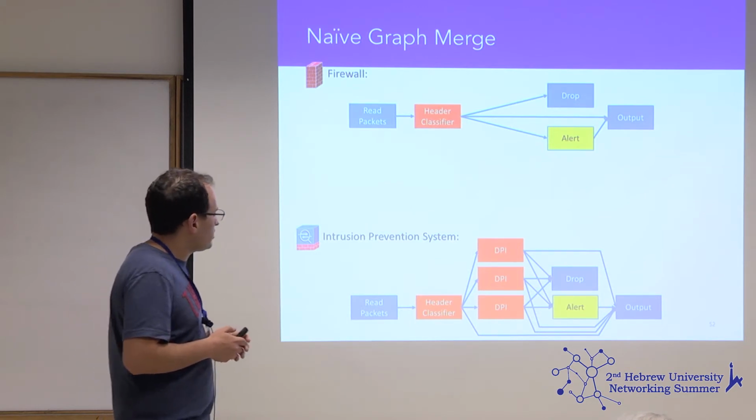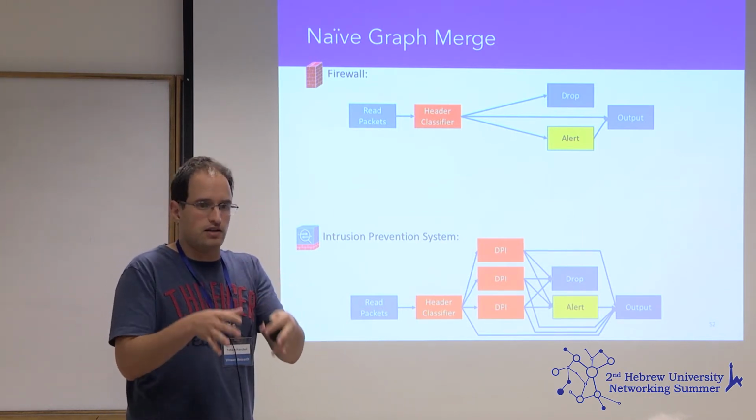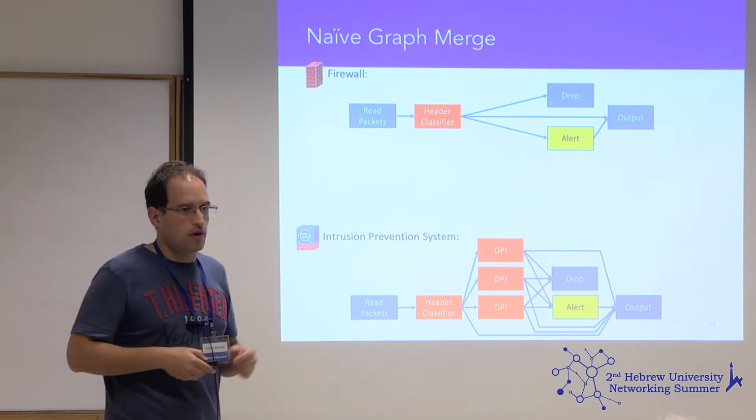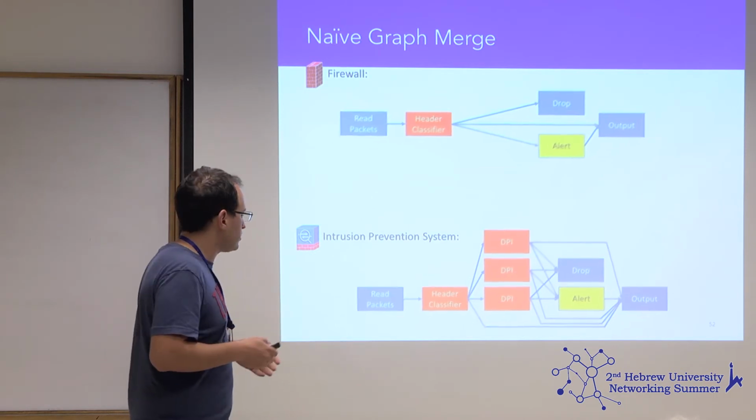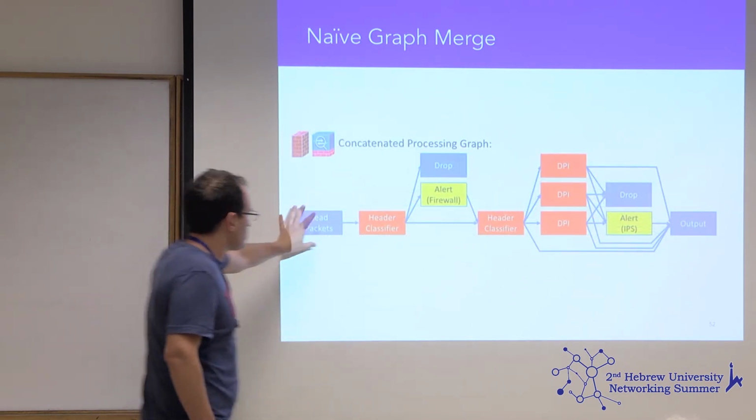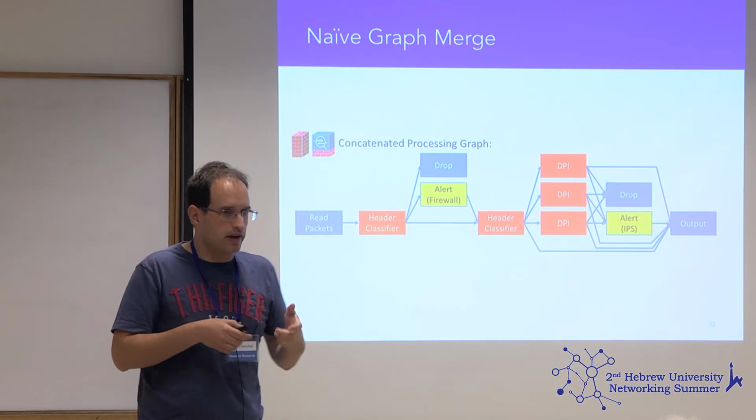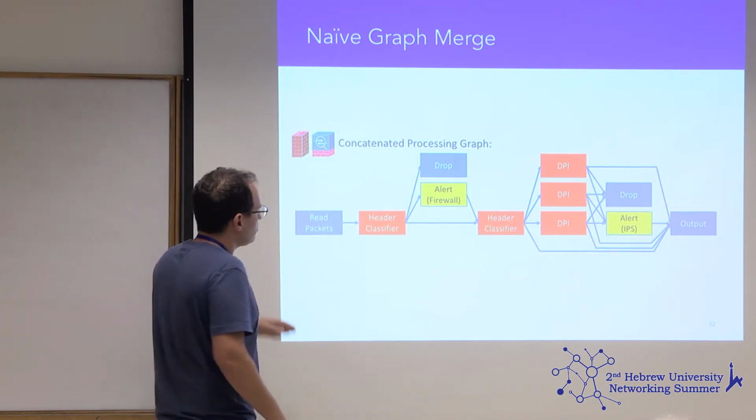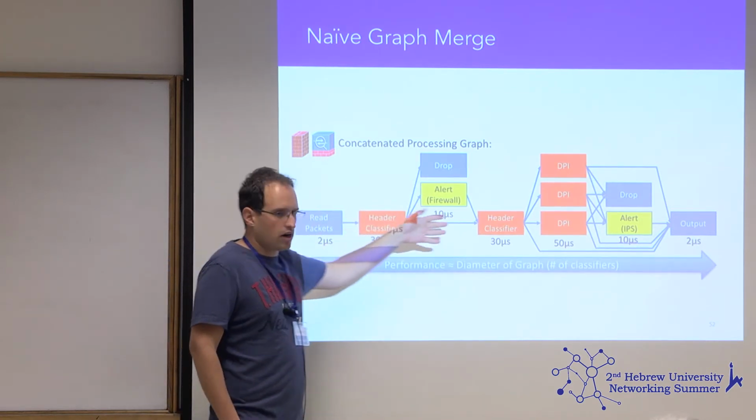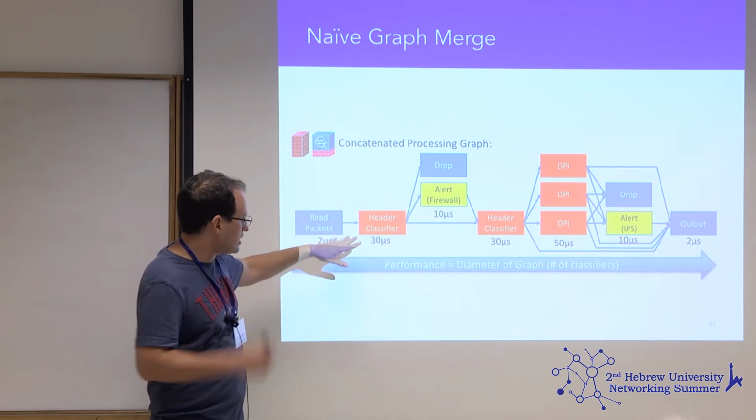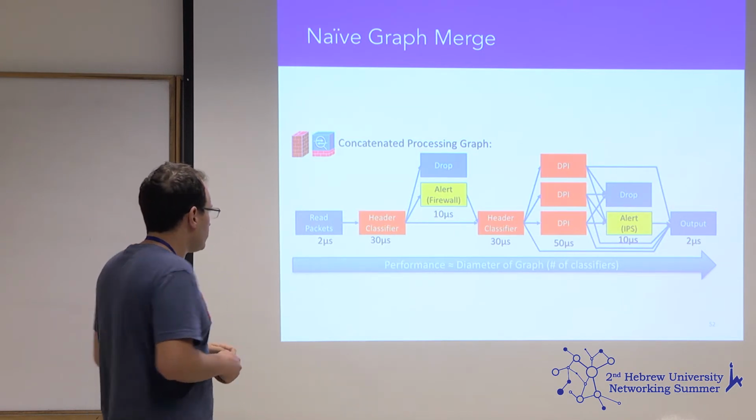So one problem we had was, okay, we have two network functions, and we want to run them on the same physical device in the data plane, and we know something about what these network functions are doing. Can we do it better than just concatenating the two graphs? We could just concatenate the graphs. This is the firewall part, and this is the IPS part. Other than outputting and inputting back the packets, we don't do anything. The performance of this graph would be roughly the diameter of the graph, and more precisely, the number of classifiers in the diameter, because classifiers are usually the most time-consuming part of a network function.